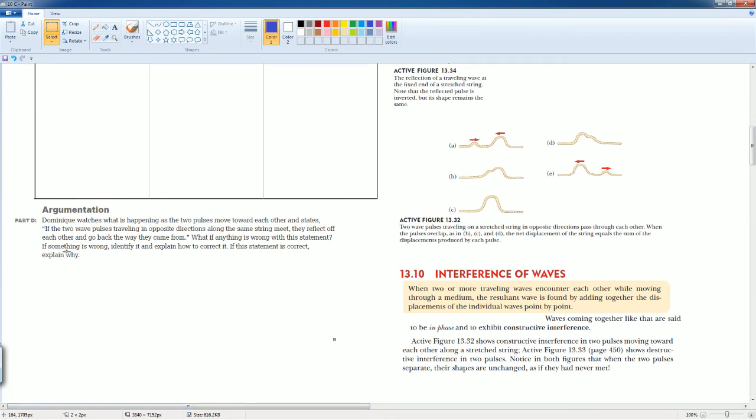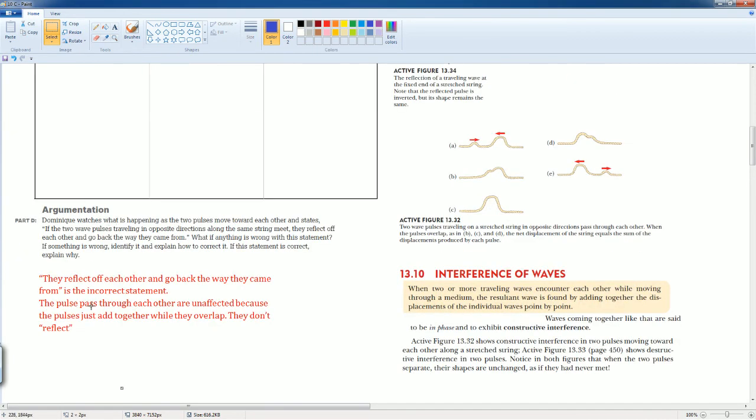Next, this argumentation. Dominic watches what happens and she makes this argument: if the two wave pulses traveling in opposite directions along the same string meet, they reflect each other and go back where they came from. What is wrong and what is correct with that statement? So they don't reflect off each other in any way because there's no Newton's third law interaction between them. So the pulses just pass through each other unaffected because the pulses just add together while they overlap, and they don't reflect.